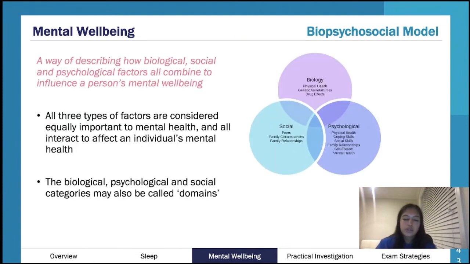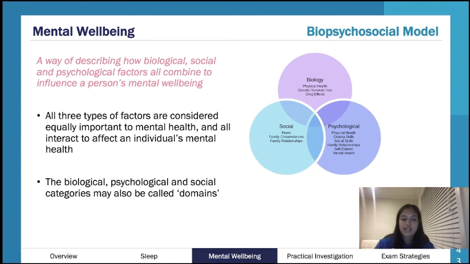Okay, so the biopsychosocial model is really important to understand. Biopsychosocial, the idea that they integrate. This is a diagram that you'll see everywhere, this little Venn diagram. It's really important to understand this part here, how they all interact, how these two interact, these two, and these two.